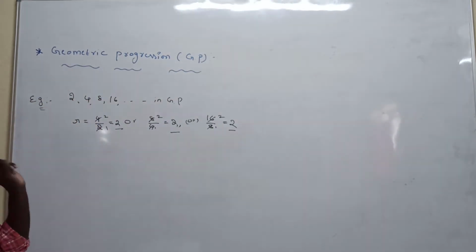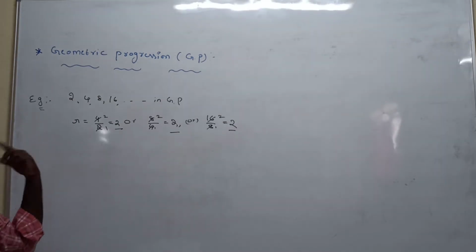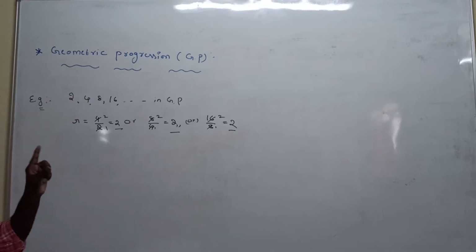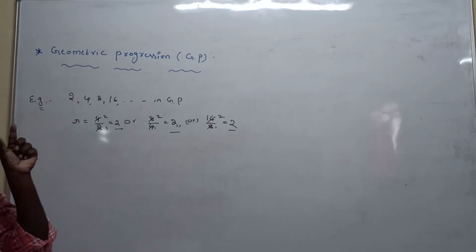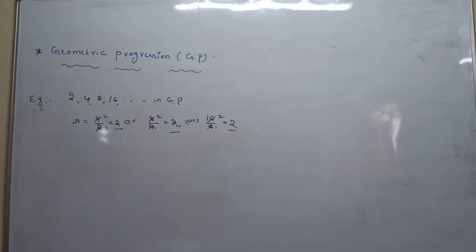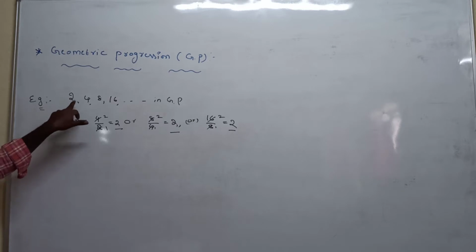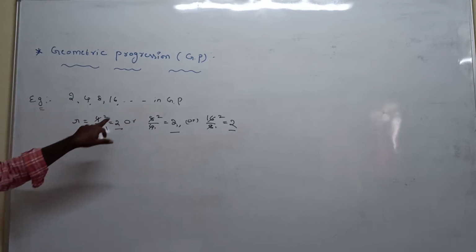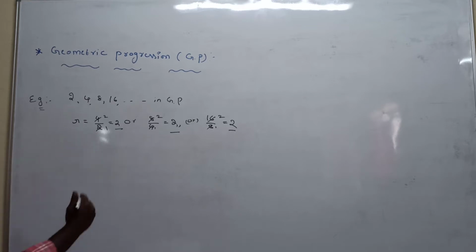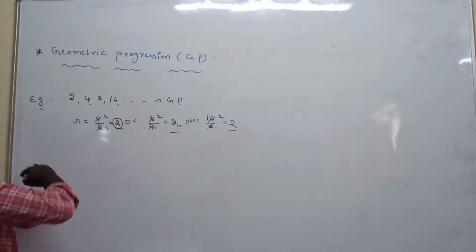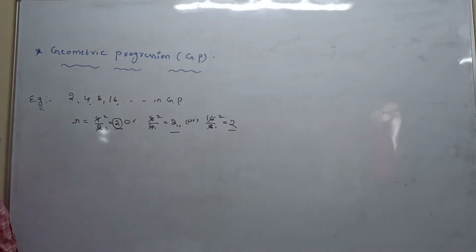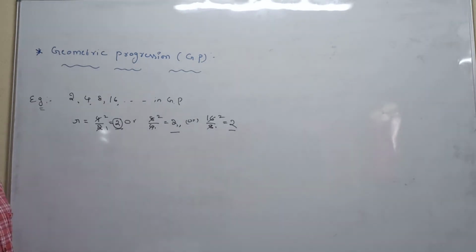In arithmetic progression, the difference between any two terms is the same. It is called arithmetic progression. Geometric progression means the ratio of any two terms is the same. According to the definition, a geometric progression is a sequence in which the ratio of any term divided by the previous term is a constant. 2 is a constant. This constant is known as the common ratio, denoted by small r.